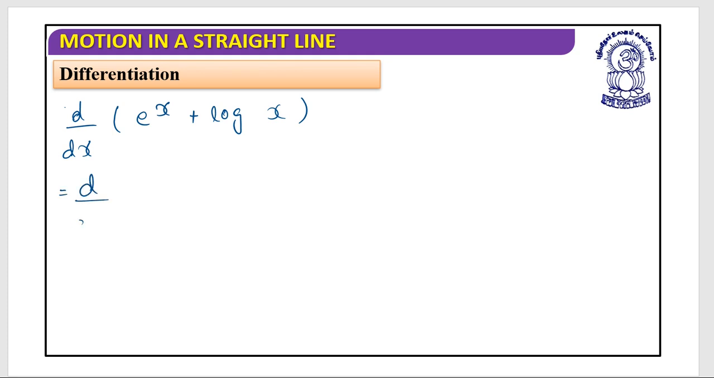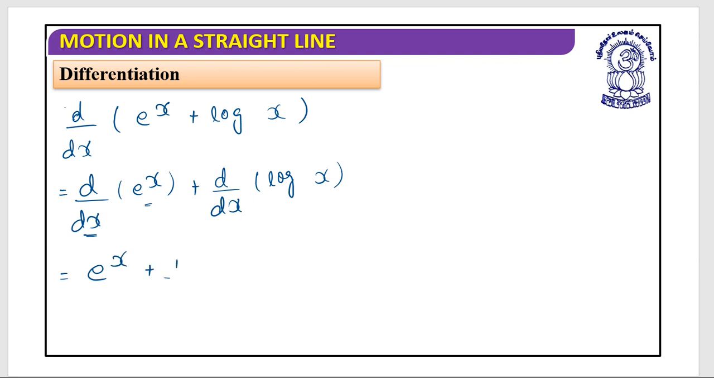So it should be d by dx of e to the power x plus d by dx of log x. Now when I do this, d by dx of e to the power x would be the same, e to the power x, and d by dx of log x is 1 by x. What was your answer? Was it the same? Great work.